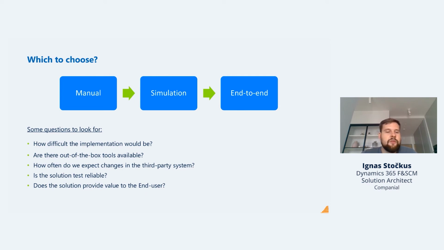Then you will need to answer some of these questions: how difficult is the implementation for this test? Are there any out-of-the-box tools available? How often do we expect changes to come up? Is the solution reliable? And of course, does the solution provide value? By looking at each of those questions, you will be able to say, okay, if the system is changing a lot, then we either do manual or end-to-end, because simulation doesn't work. It's not going to reflect the reality, right?